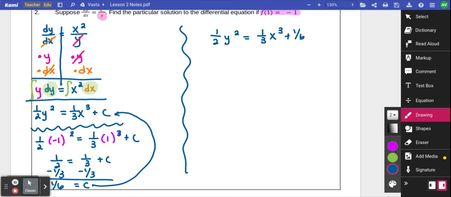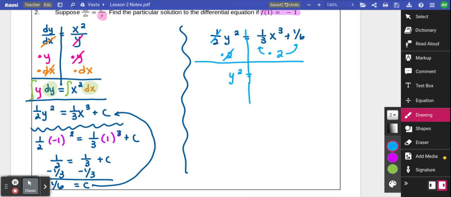Now, in order to get y by itself here, I need to undo the 1/2 and I need to undo the squared. And we're going to do that in 2 separate steps. So step number 1 is I'm going to multiply by 2 on both sides. The opposite of dividing by 2 is just multiplying by 2. So if I multiply by 2 on both sides, the 1/2 and the 2 cancel. I just get y squared equals 2/3 x cubed, and 2 times 1/6 is 1/3 because 2/6 simplifies to 1/3.